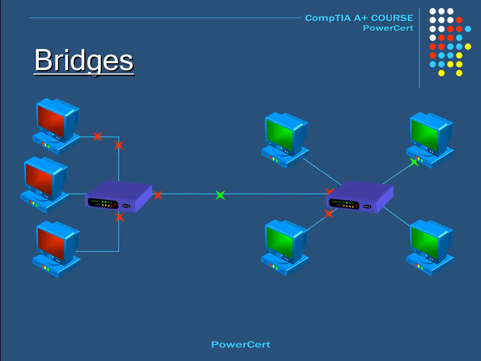Bridges are used to divide a network into separate collision domains. For example, here we have a network, and this network is segmented into two by a couple of hubs. And if you notice, all the broadcast traffic from the two segments are seen by all the computers on both sides. And this causes unnecessary traffic. So that is where a bridge can be helpful.